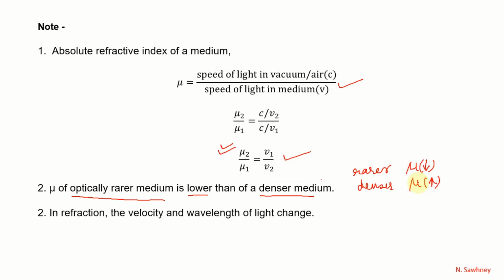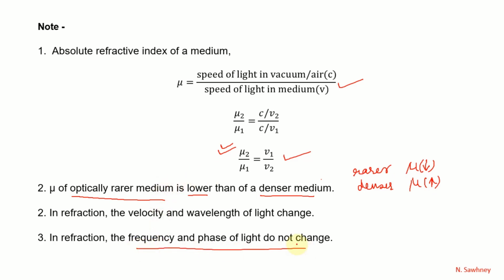In refraction, the velocity and wavelength of the light change. This is the cause of the refraction, but frequency and phase of the light do not change at all. We have seen in the previous slide also that the velocity is the root cause, basic cause of refraction of light. So we can say velocity and wavelength are changing, but frequency and phase will not change at all in refraction.